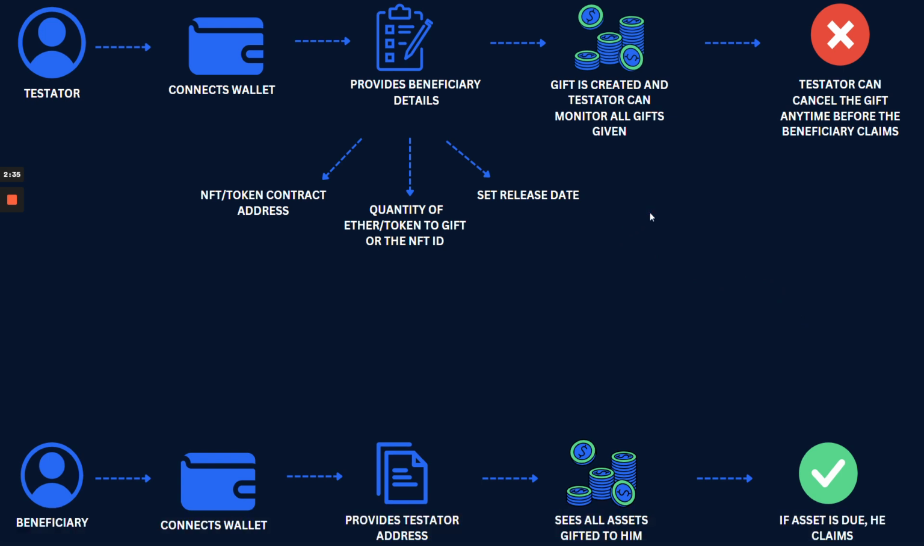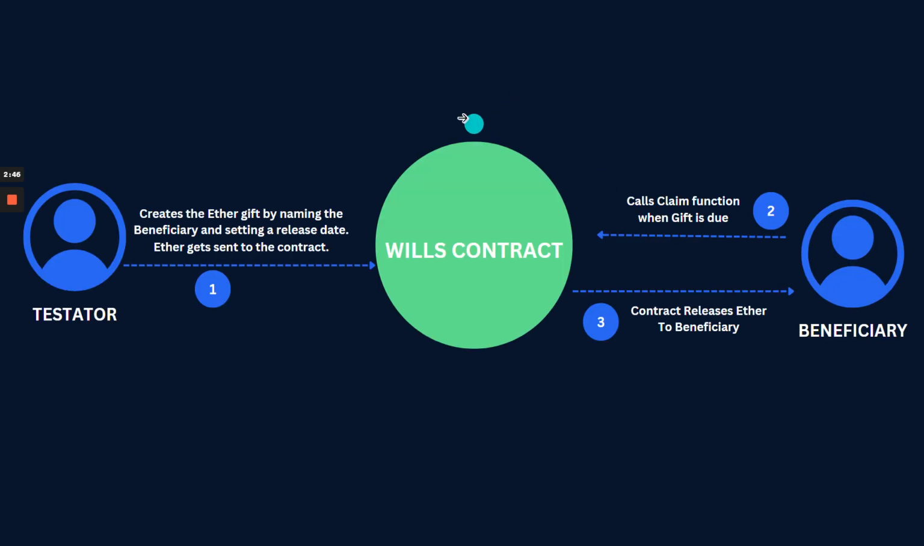So this is just the overall architecture of the front end, but I want to give you an overview of the backend architecture and how the smart contracts all talk to themselves. If you're gifting Ether, the testator essentially calls the create Ether gift function on the Wills contract, which is the Dapp contract. The function is called by providing certain parameters, which include the address of the beneficiary, the release date, and the quantity of the Ether he wants to give to the beneficiary.